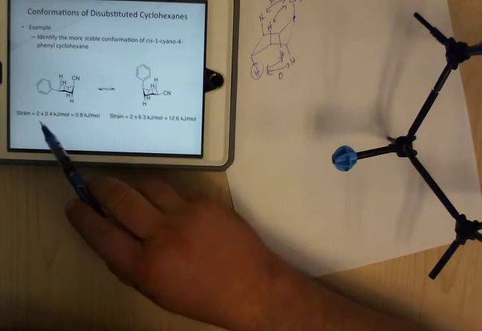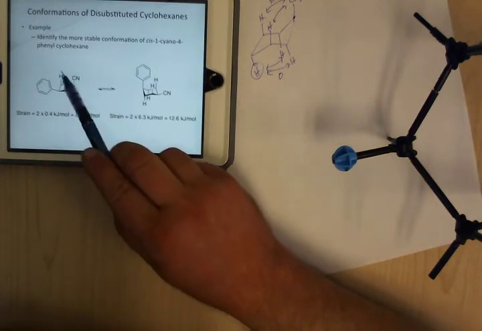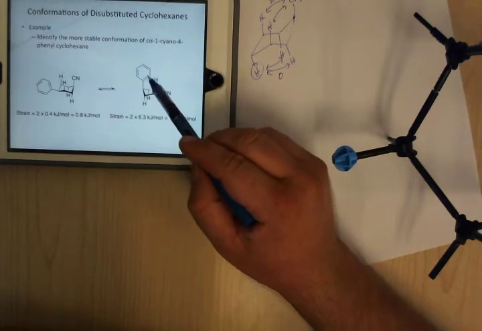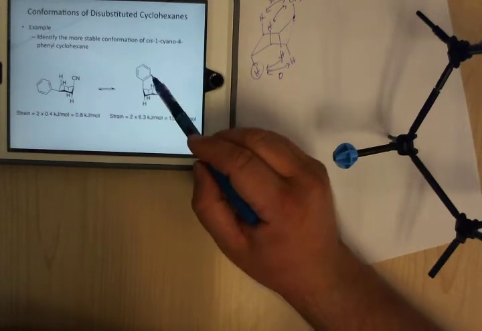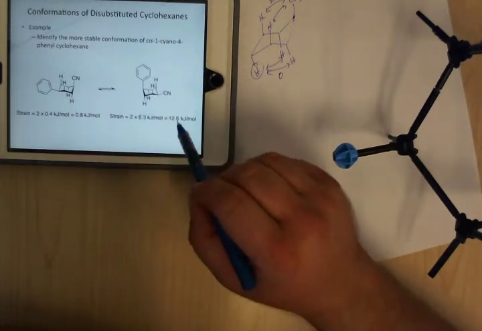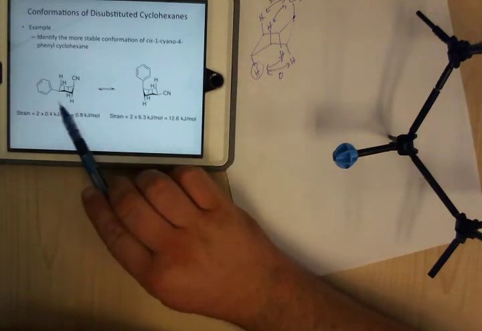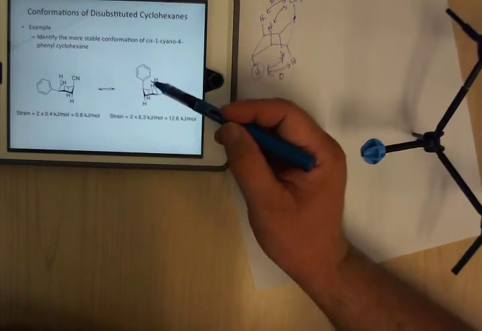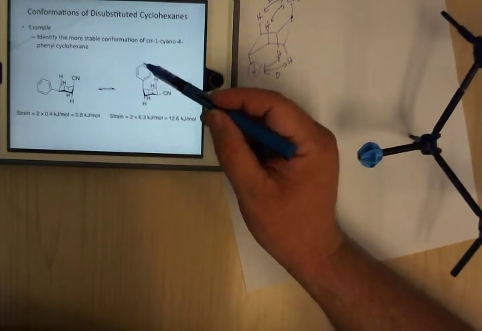Look at that. When you look up the interaction, each one of these is worth 0.4. Each one of these is worth 6.3. But notice, it's going to spend a lot more time in this configuration than this configuration because there's less steric strain. But notice, a phenyl group has 1, 2, 3, 4, 5, 6.